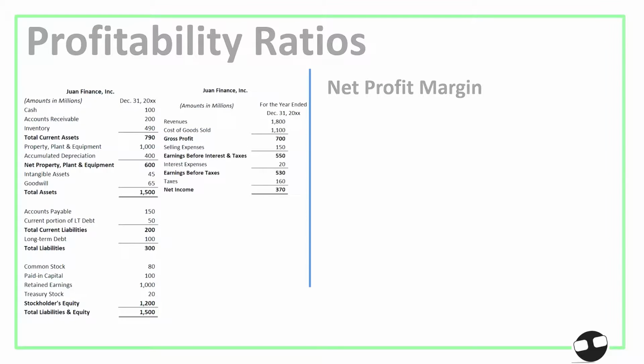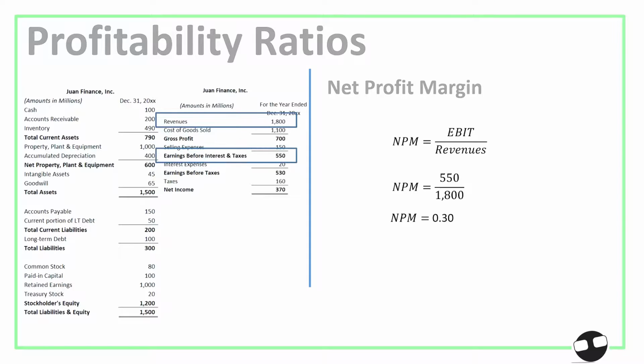For net profit margin, our formula, we have earnings before interest and taxes divided by revenue. So in this case, we have 550 divided by 1,800, and that would give you 0.30 net profit margin or 30%. Okay, so for every 1 peso revenue, the earnings before interest and taxes accounted 30 centavos.